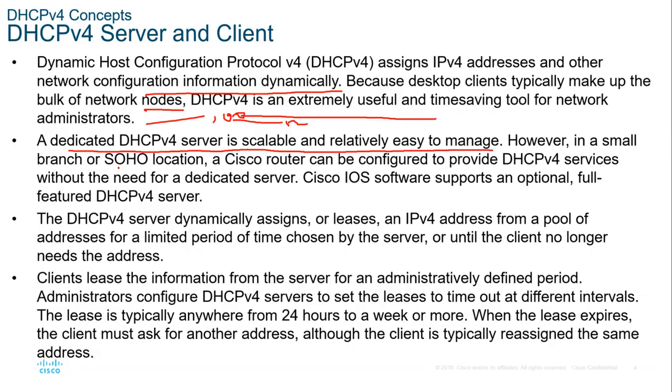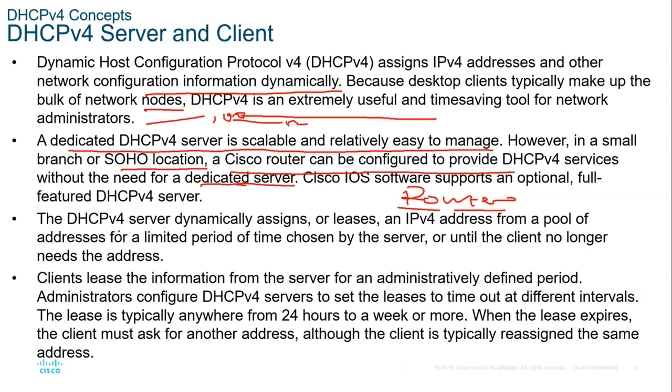However, in a small branch or small office or home office location, a router can be configured to provide DHCP version 4 service without the need of a dedicated server. In small network settings, most of the devices that are used, like those routers, have the service enabled, and it can actually assign out IP addresses to devices that intend to connect to that router.